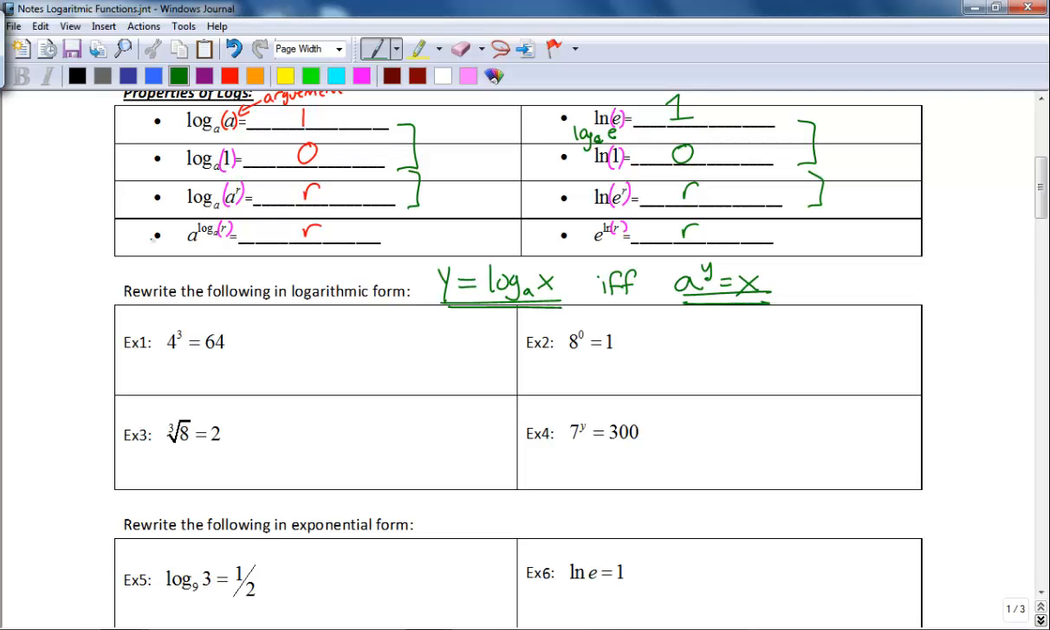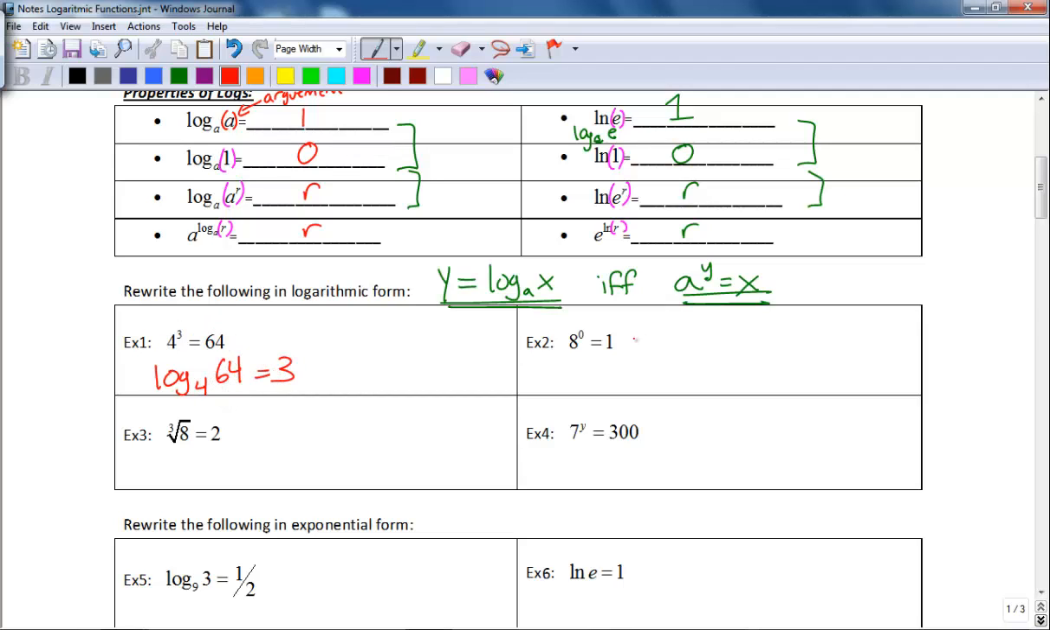So what you want to do is first identify your base. Well, I have 4 to the third is equal to 64. So the base here is 4. So that means that this is going to be log base 4. Then I need to switch the numbers. If 3 was with my 4, now 64 comes with my 4, and 3 goes on the other side. So because 4 cubed is equal to 64, the log base 4 of 64 is equal to 3. Again, base stays the same, and you swap the x and y. Here it's the 3 and 64.